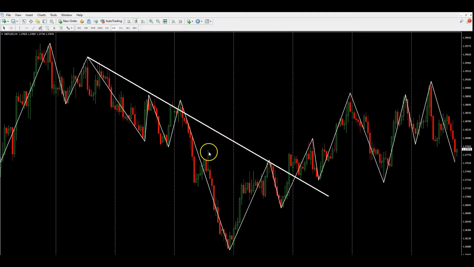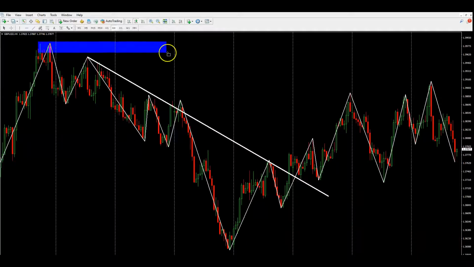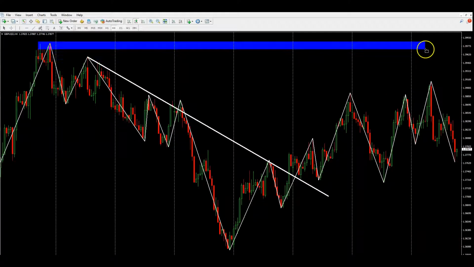You have your pullback, you have your strong rejection doji here, and you continue to the downside. All right, so let's mark these off first and foremost. So I'm going to come up here to insert. I'm going to get my shapes. I'm going to go for the rectangle, and I'm going to take this rectangle, left click, and go over the top. Right up here where I got my first rejection, because this is showing me a supply zone.